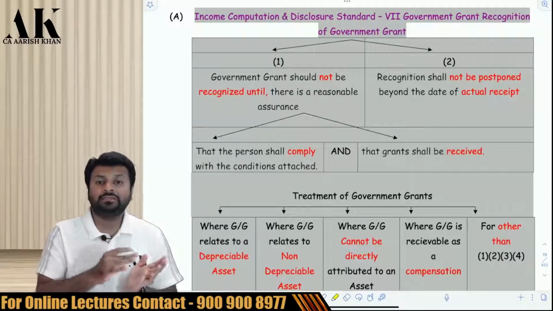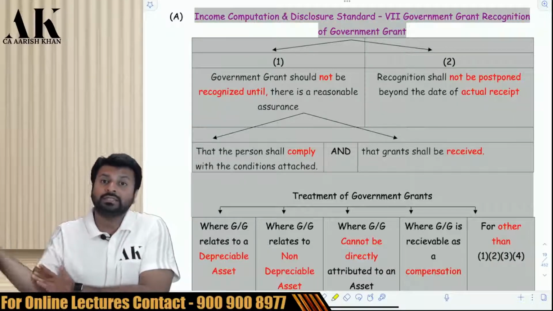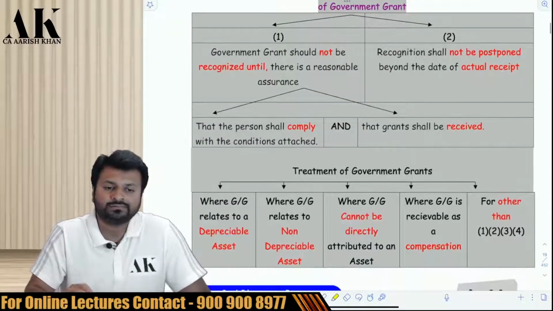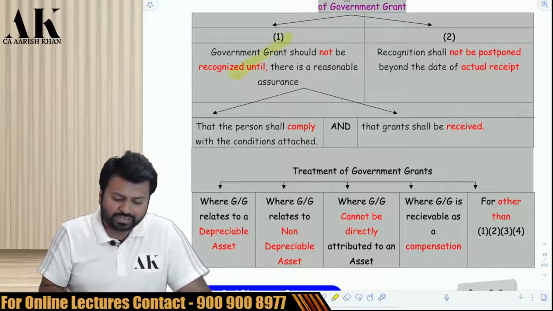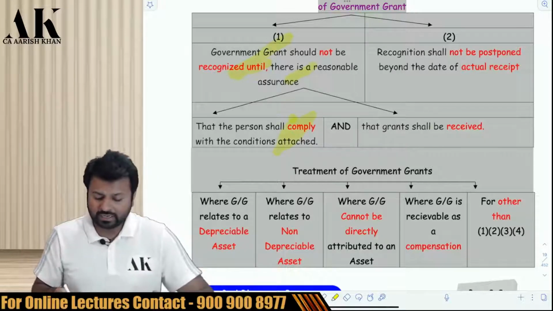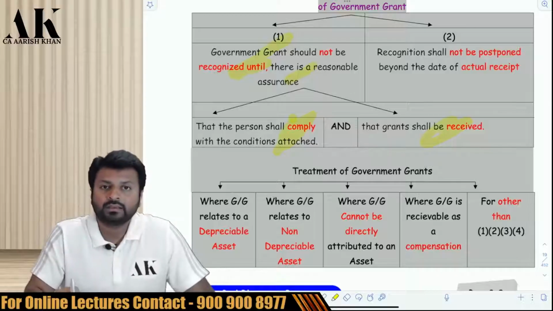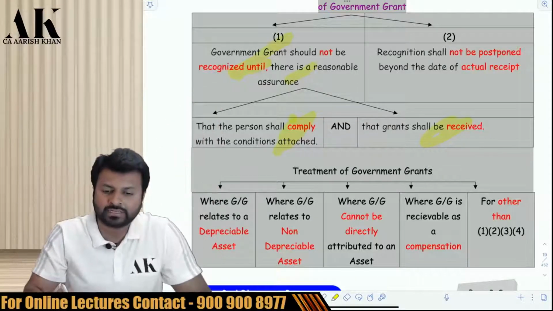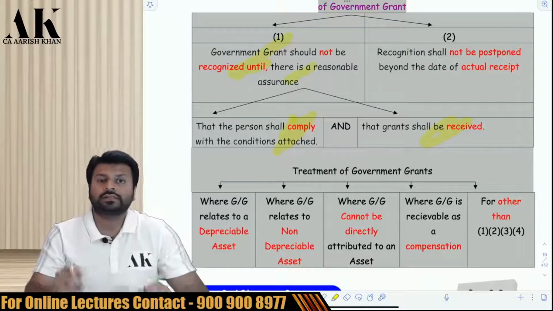And then we'll see if we have to give a refund of the subsidy, then what will be the treatment under the income tax law. Therefore, the first thing which we need to understand is when to recognize government grant. It should not be recognized until you have reasonable assurance that you will comply with the conditions and the government will also give you the subsidy. Unless and until you receive the subsidy and unless and until you have faith that the other person will give you the subsidy, you don't recognize it. The first thing.